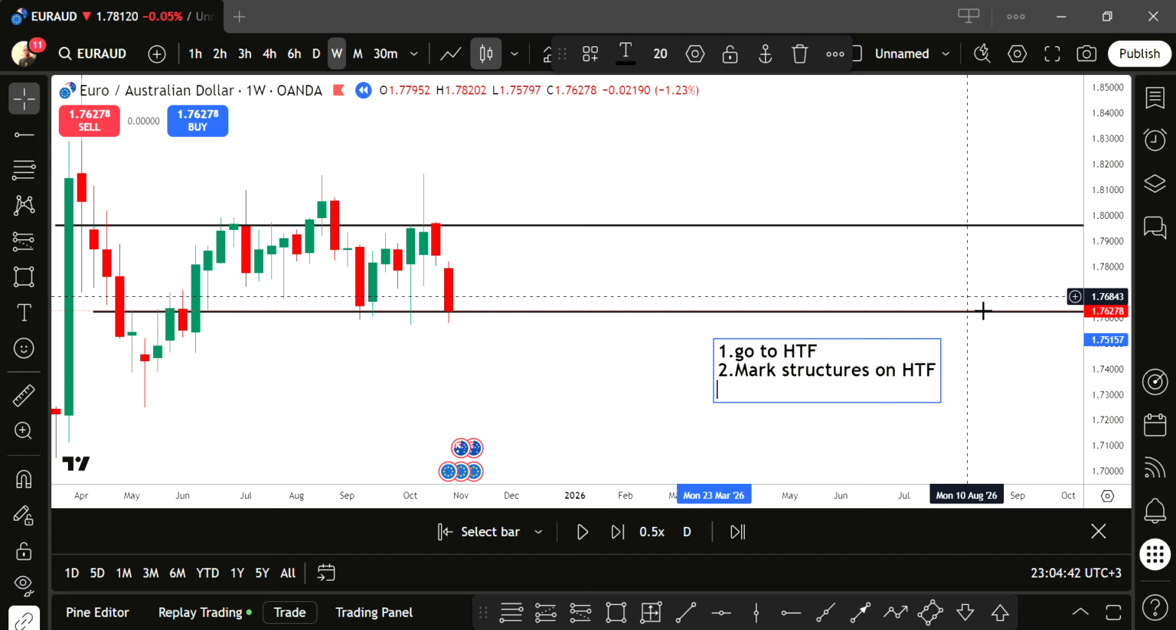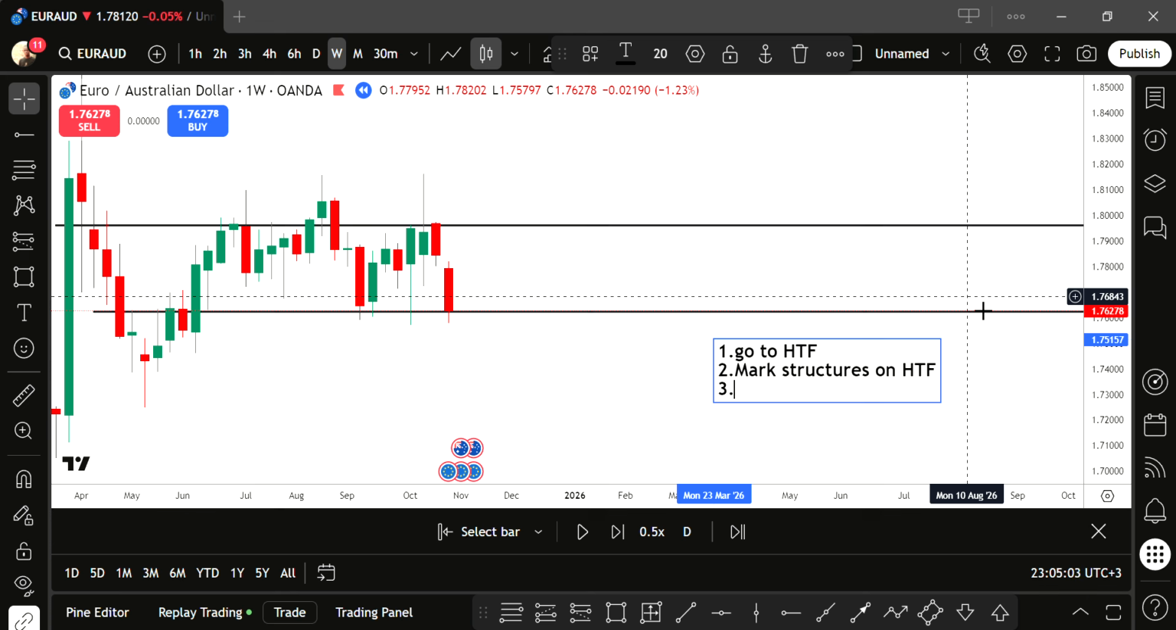Then after that, step number 3, you want to go now to your medium time frame. But before you go to your medium time frame, you want to look at the candlesticks. Look at the candlesticks. What are they communicating? Was it an engulfing candle? Was it an indecision candle? Was it a bearish candle, bullish candle? Look at the candlesticks. What are they communicating?